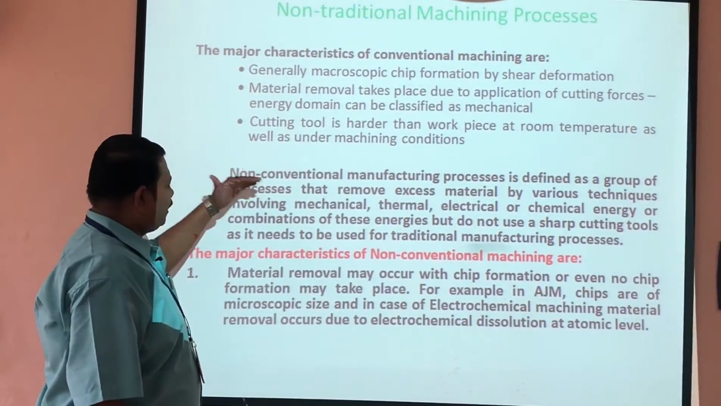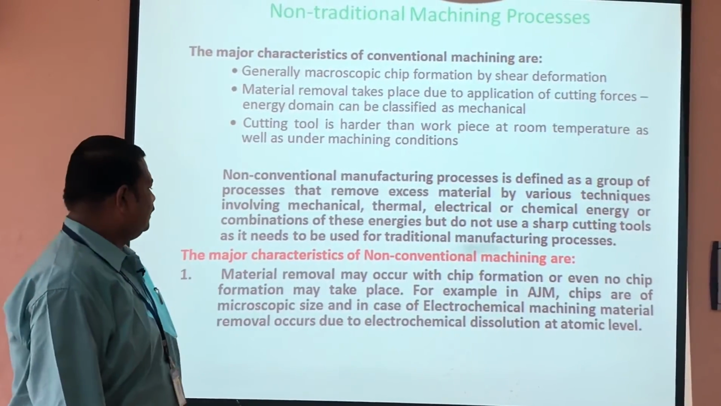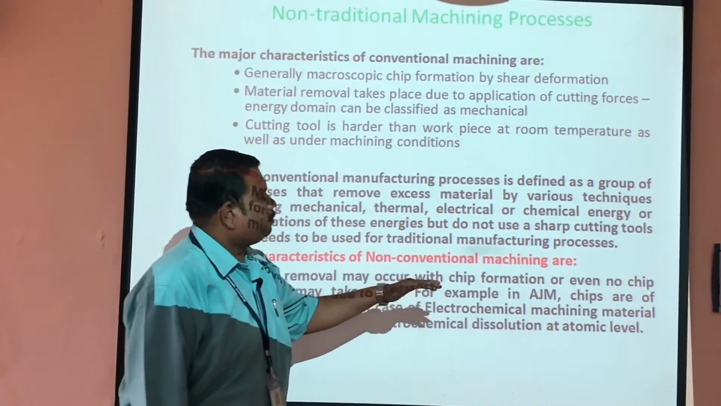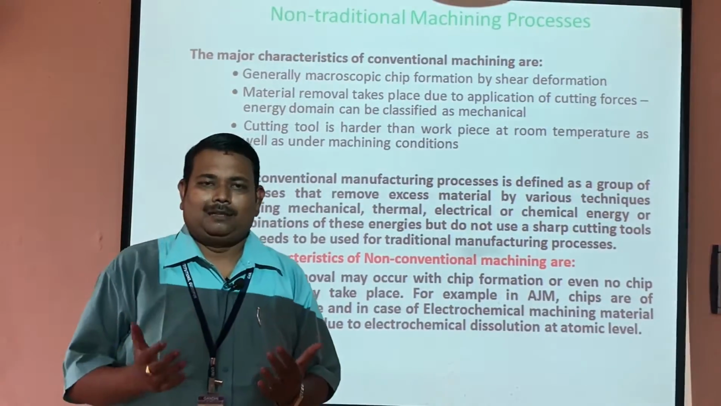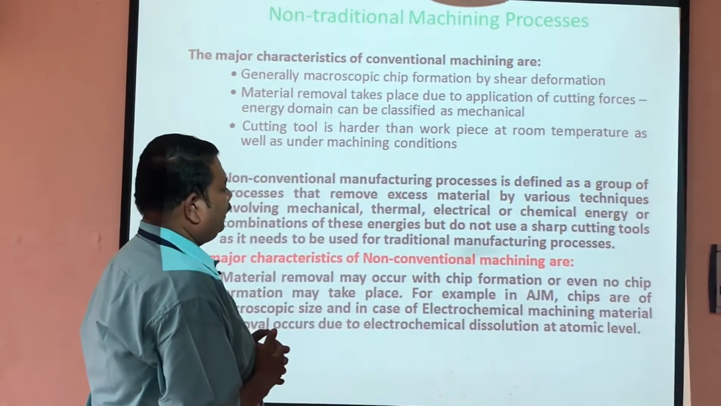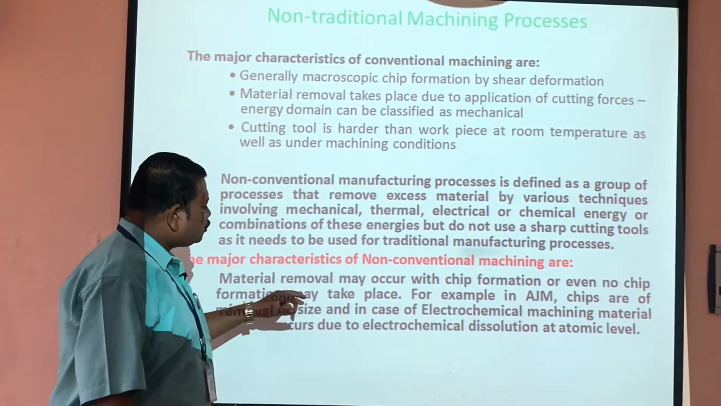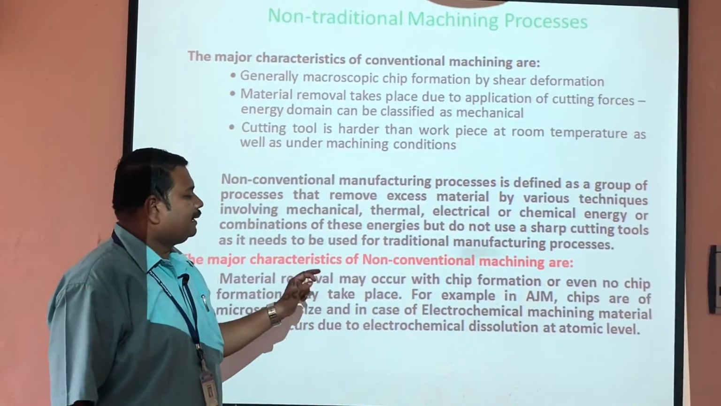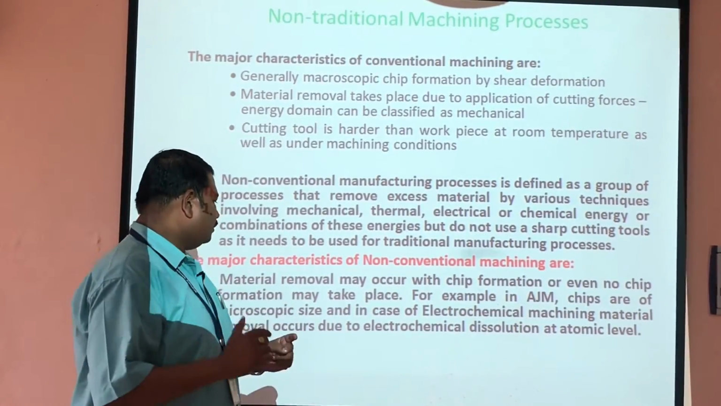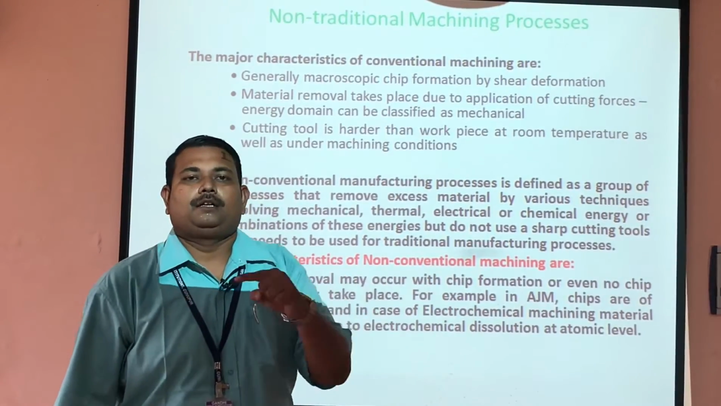Then we will discuss what are the various characteristic features of a non-conventional machining process. In non-conventional machining process, either chip formation will take place or no chip formation will take place. Take an example. For example, in USM process, the chips are of very microscopic size, but in case of electrochemical machining, there is no chip formation because metal removal takes place due to electrochemical dissolution.